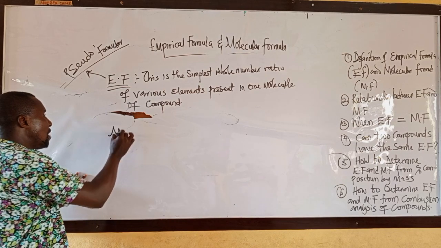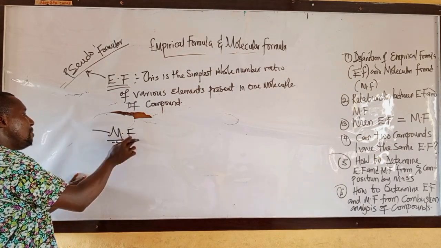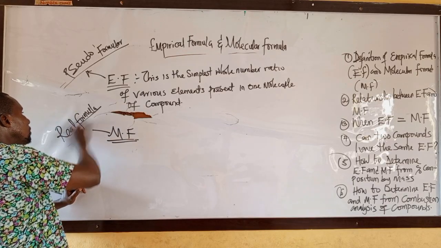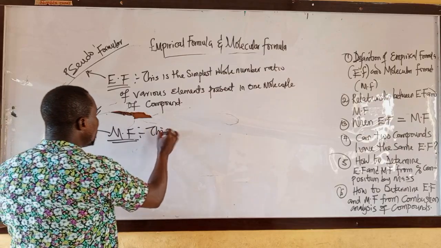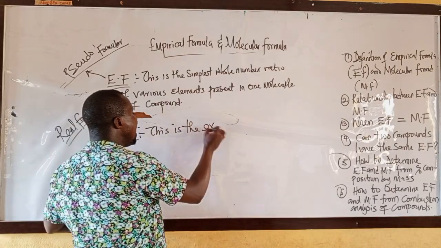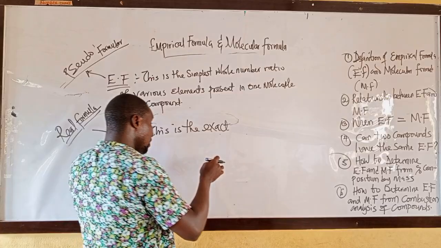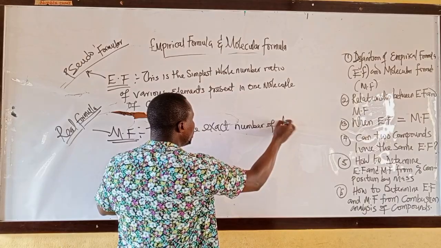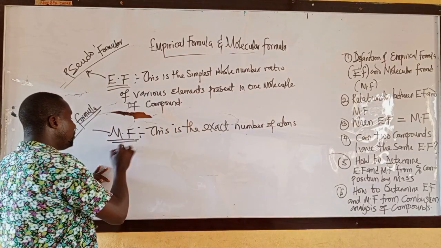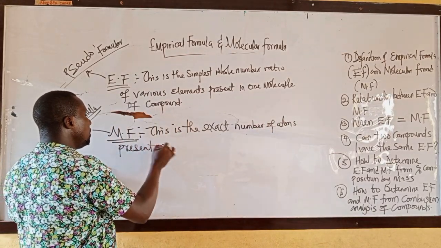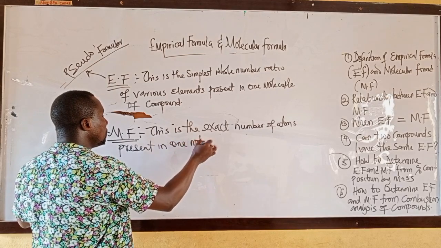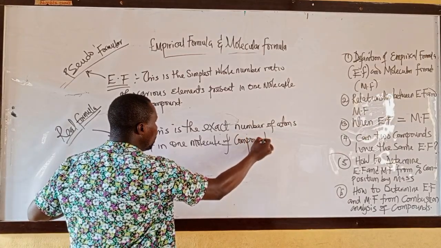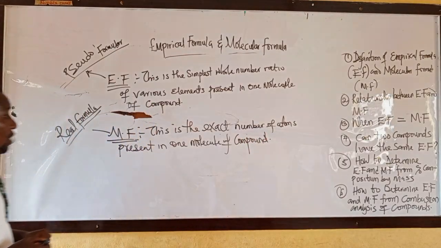Let us look at molecular formula. Molecular formula, MF, which is also known as real formula. This is the exact number of atoms present in one molecule of a compound. That is molecular formula.